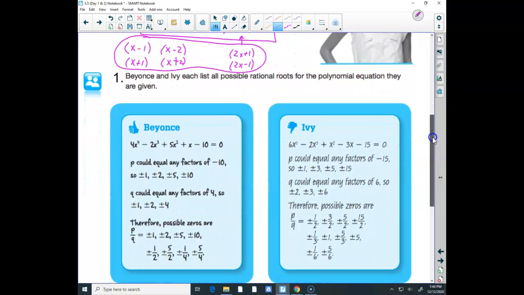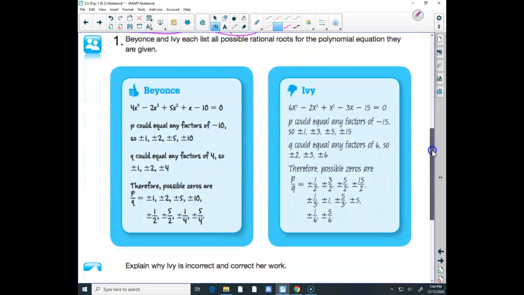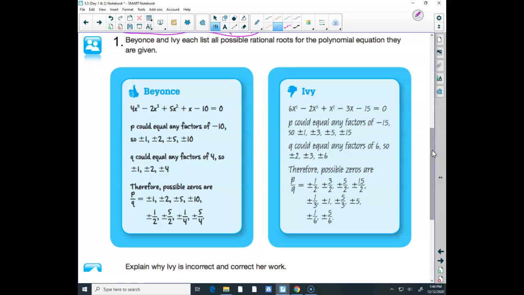So Beyonce and Ivy each list possible rational roots for the polynomial equation they are given. Explain why Ivy's is incorrect with her work. Well, Beyonce over here is correct because she's taken P, the constants, factors of 10, so that's 1 times 10, 2 times 5, plus or minus of each. And 4 is 1 times 4 or 2 times 2, so if it's the same factor, I only listed it once, and then took all the p's divided by q's.